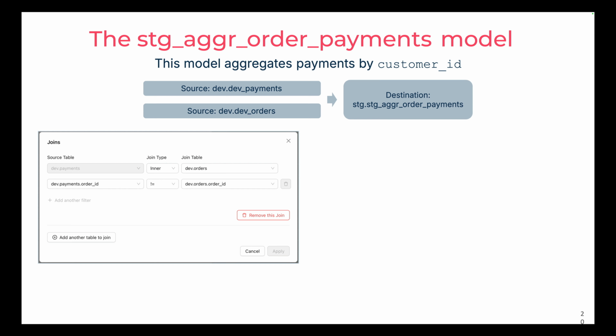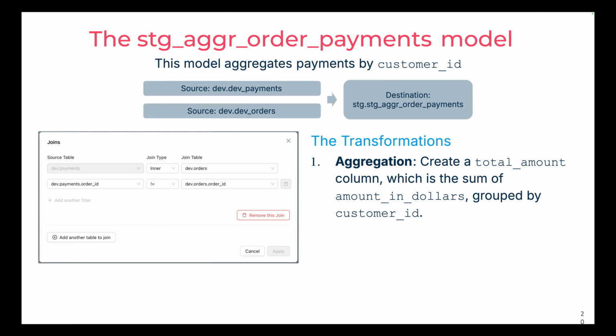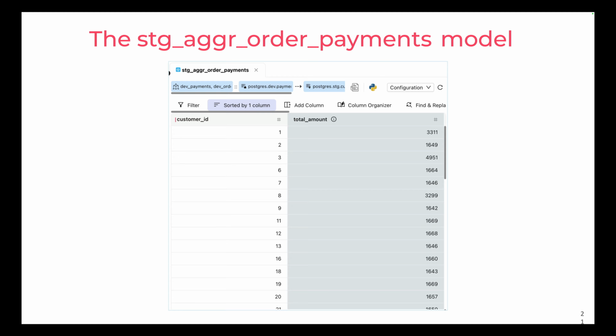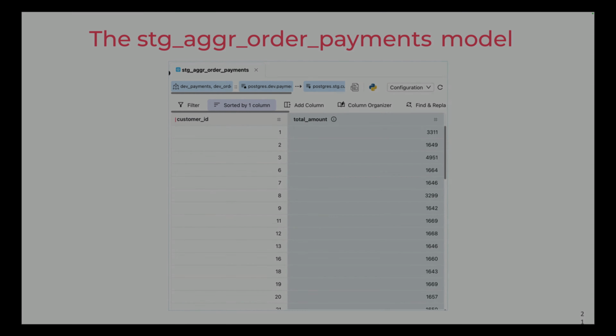As you can see, we are doing the join on the order ID column. We will create a total underscore amount column, which is going to be the sum of amount in dollars grouped by customer ID. Then we sort the whole model by customer ID. This is how the staging aggregated order payments model will look like when it's done. As you can see, we have the total amount by customer. Let's look at how to achieve this in Visitran.